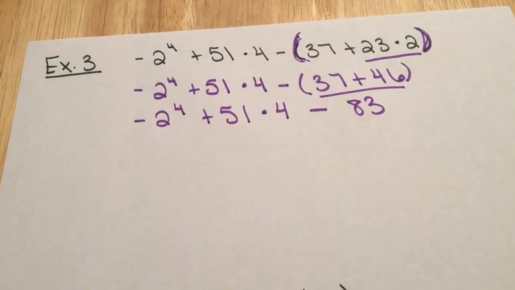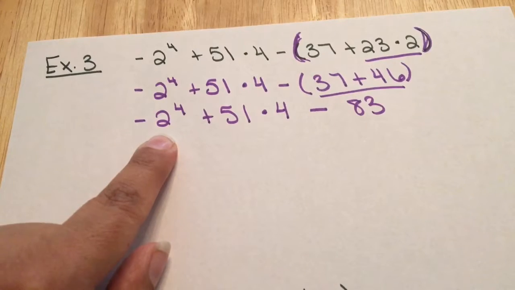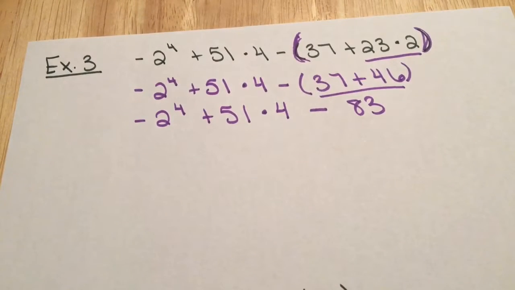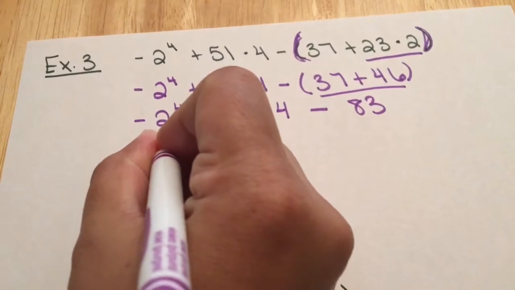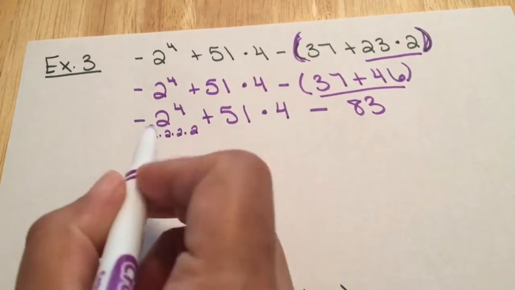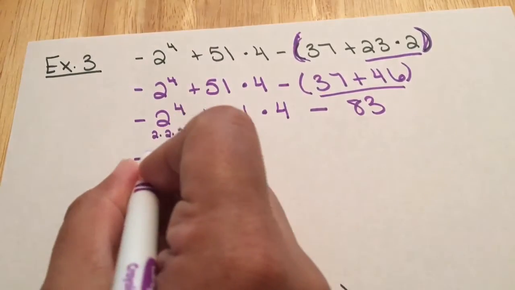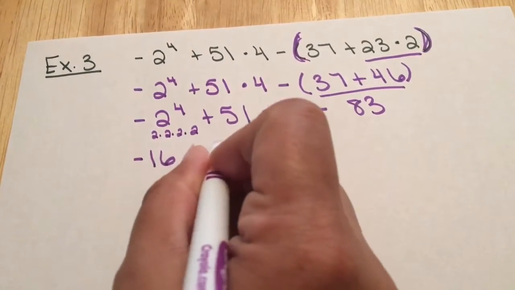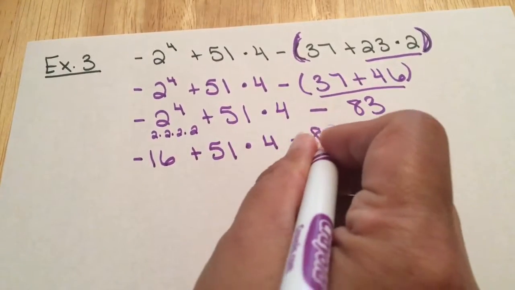Okay, now that we've finished with our grouping symbols, our second step was to evaluate all exponential expressions. So we have an exponent right here. This is negative 2 to the 4th power. So what this means is 2 times 2 times 2 times 2, and 2 times 2 times 2 times 2 is going to be 16. So this is really negative 16 plus 51 times 4 minus 83.